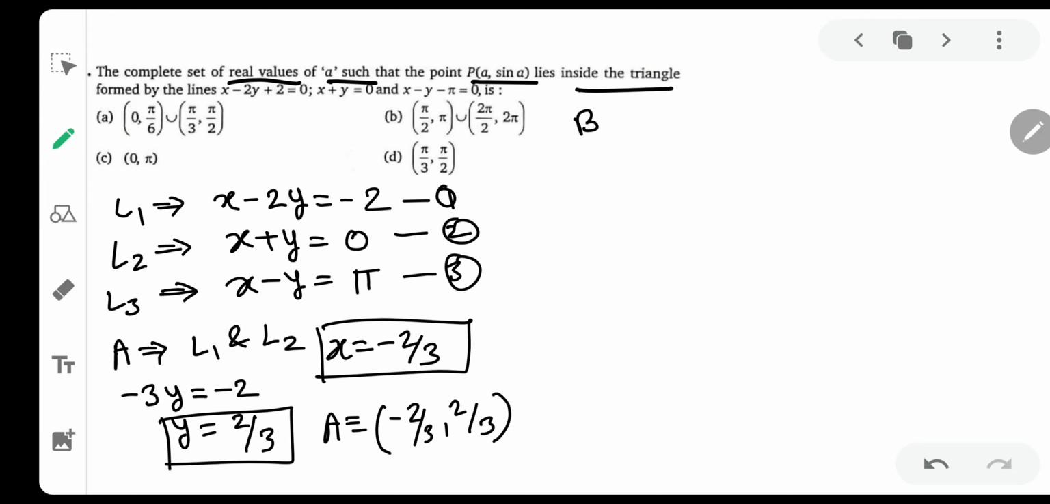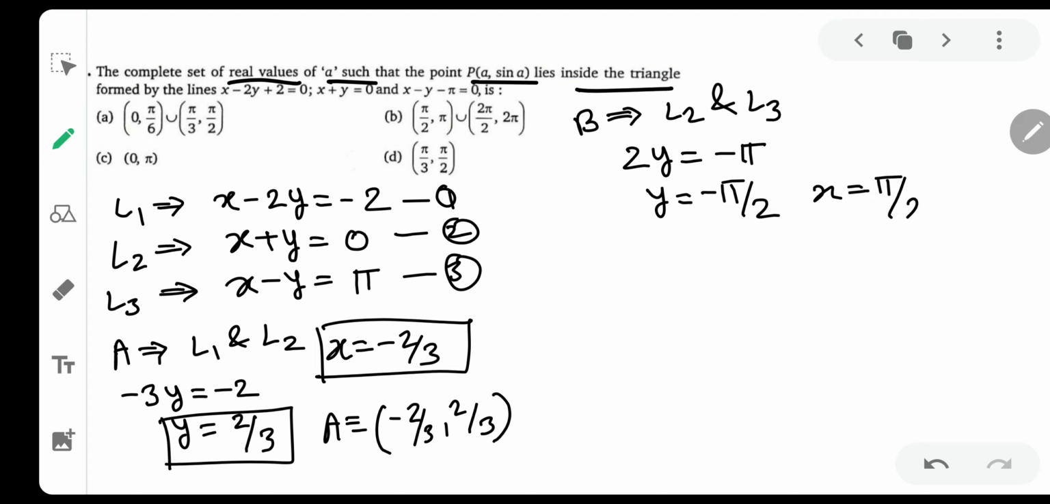Now let me call point B the intersection of L2 and L3. Subtracting equations 2 and 3, we get 2y equals minus pi, so y equals minus pi by 2. Substituting this in equation 2, we get x equal to pi by 2. So we got our point of intersection B, which is (pi by 2, minus pi by 2). So we got A and B.